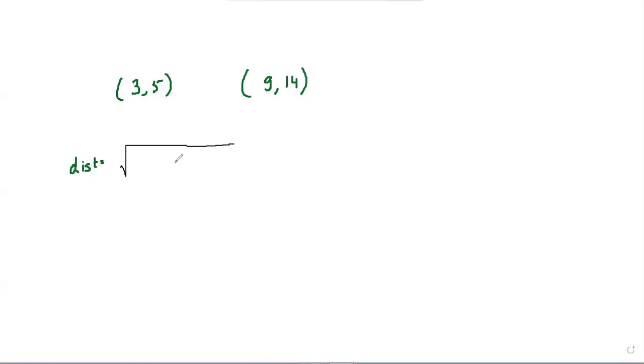Okay. So we'll have 9 minus 3, that's 6 squared, plus 14 minus 5, that's 9 squared. Right? So this gives you 36, this gives you 81. How much? Under root 117. Easy, right? You can get the distance between two points.